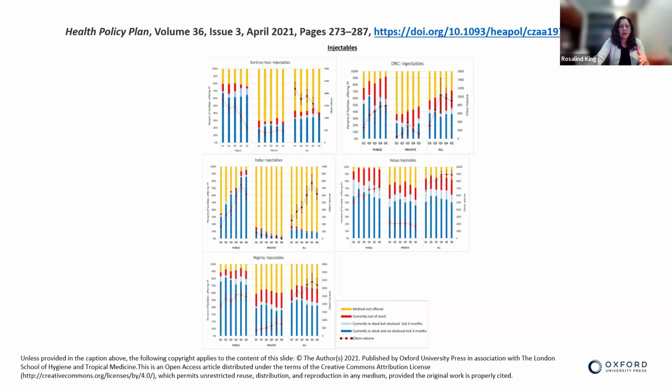Yellow is where, when this is for injectables, they include these graphics for multiple types of contraceptives. Yellow is not offered. Red is currently out of stock. Light blue is currently in stock, but was out of stock in the last 3 months. And dark blue is currently in stock and no recent stockouts. So you can see really interesting things in the patterns here. For example, yellow sometimes varies by source of insurance. Red generally impacts both groups when it happens, those are the stockouts. And so this really emphasizes the difference between policy and the real world.